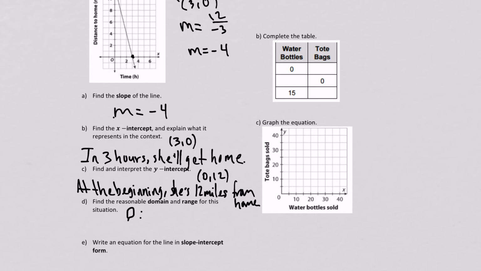initial x value is 0 hours. And the final x value, which is when she gets home, is 3. So the x value, which is the time, is somewhere between 0 and 3. We always write it in this form: x is somewhere between 0 and 3, which is 0 is less than or equal to x is less than or equal to 3. That's the domain.